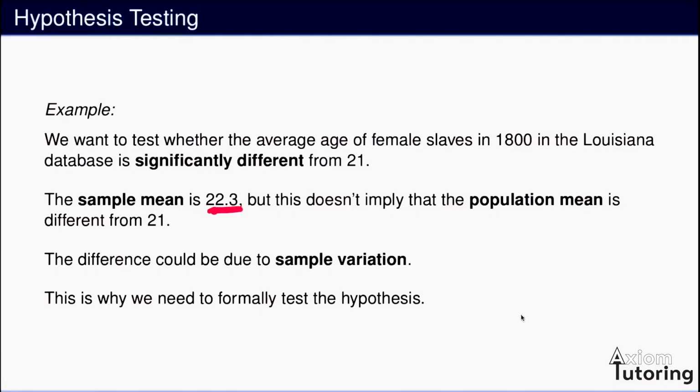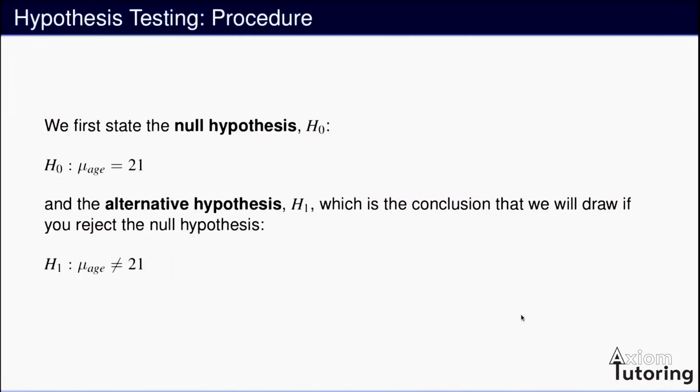Is that 22.3 compatible with a population mean of 21? So if in the sample we see 22.3, could it be the case that actually for the general population that we're interested in, the population mean is 21? So how can we do that?